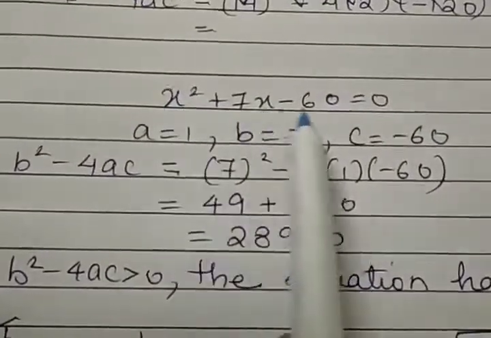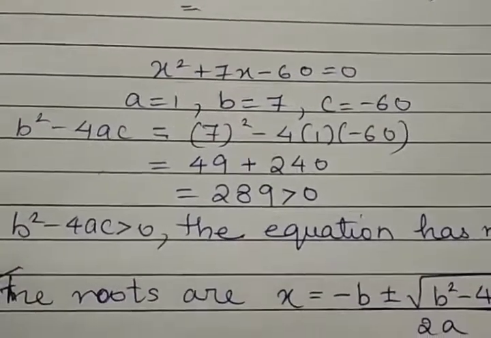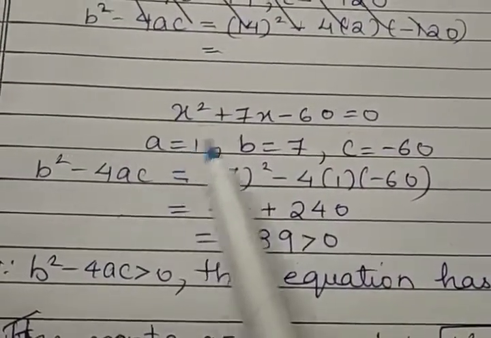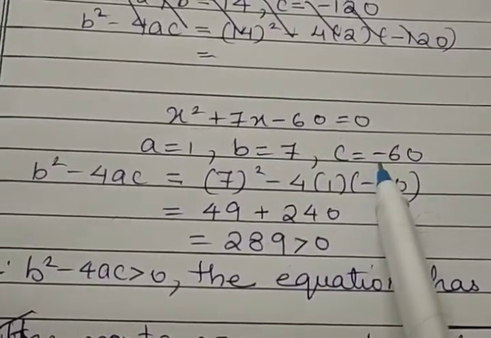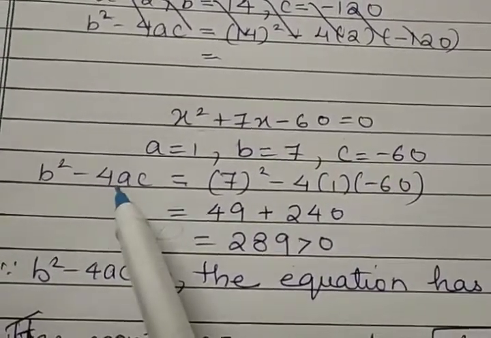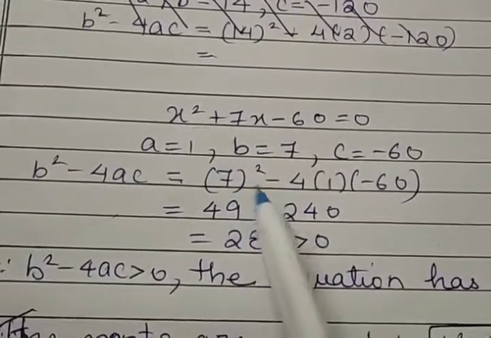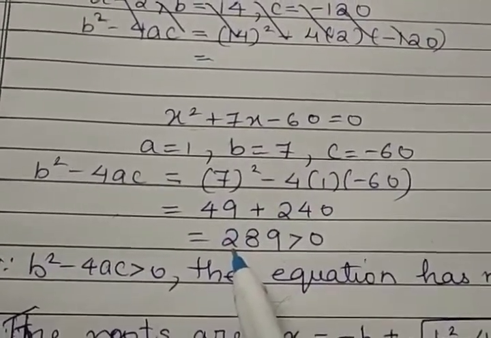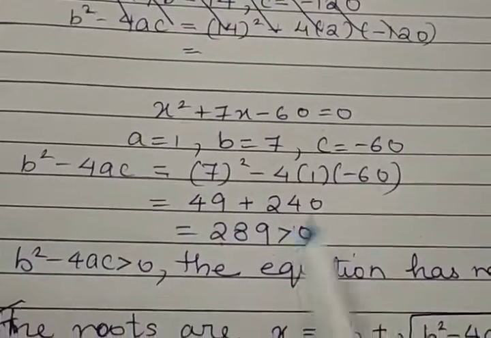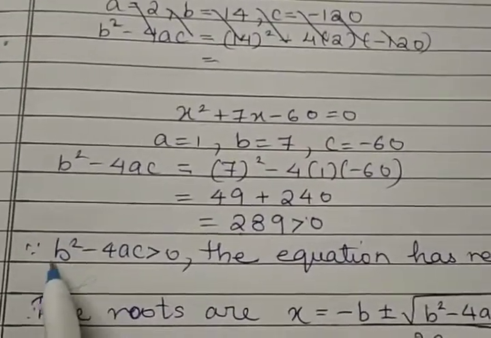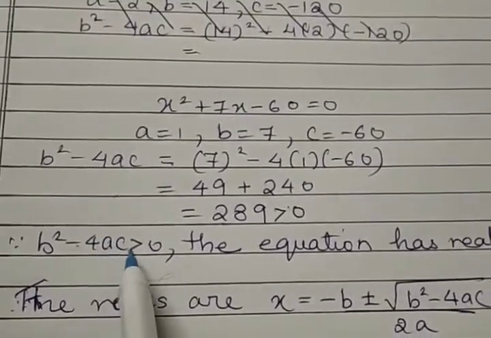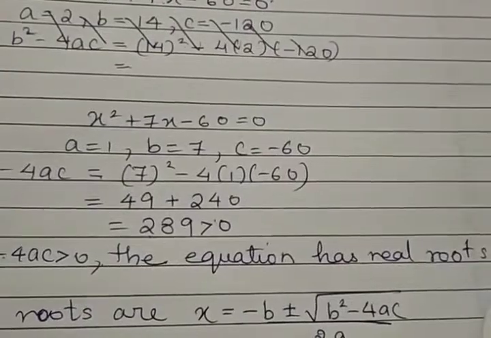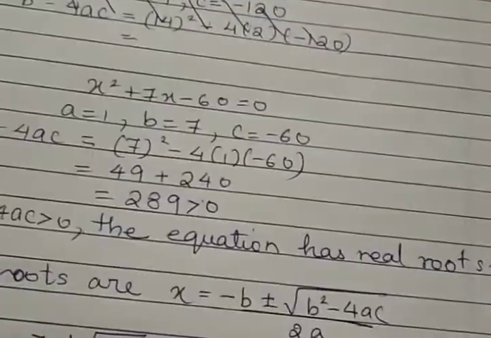Now you got the equation. Next step is to find the discriminant. So let us find the discriminant. Here a is 1, b is 7 and c is minus 60. So b square minus 4ac is 7 square minus 4 into minus 60 and you get 289. Now 289 is greater than 0. Therefore you have got b square minus 4ac as greater than 0. So the equation has real roots. Now you can proceed and find the solution.